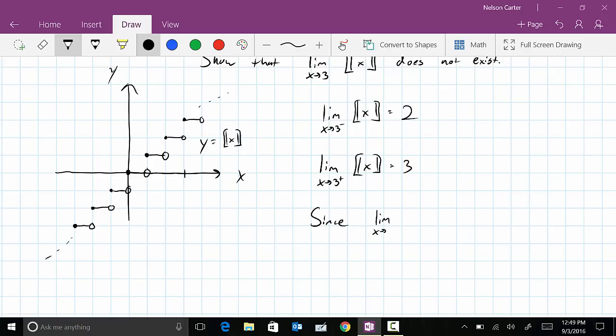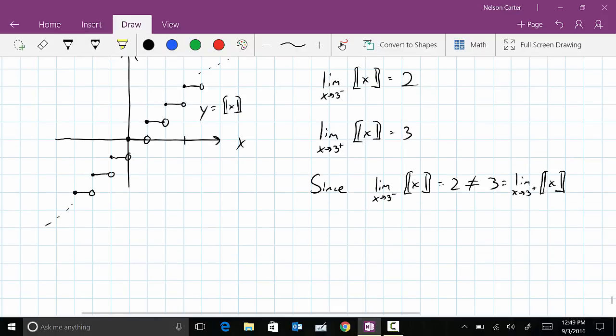So now you would just say, since the limit as x approaches 3 from the left of the greatest integer function is equal to 2, which is not equal to 3, which is what the limit as x approaches 3 from the right of the greatest integer function of x was equal to, then the limit as x approaches 3 of the greatest integer function of x does not exist. Okay.